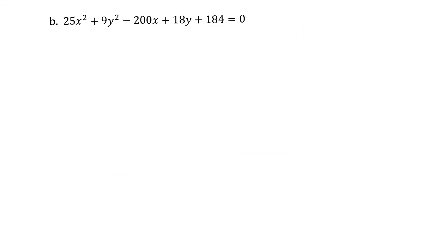For the next example, I'm going to do all the same things. I'm going to change it to standard form, graph it and calculate the foci. But in this case, in order to convert it to standard form, I will need to complete the square because there are extra terms. If I look at the 25x squared, that's fine, but there's also a 200x here, which means there's going to be completing the square. Same with the 9y squared. If it was just 9y squared, I wouldn't need to complete the square, but because of the 18y, I do.